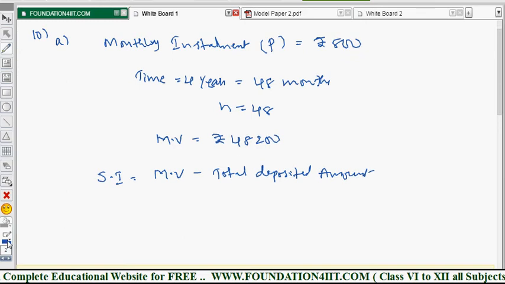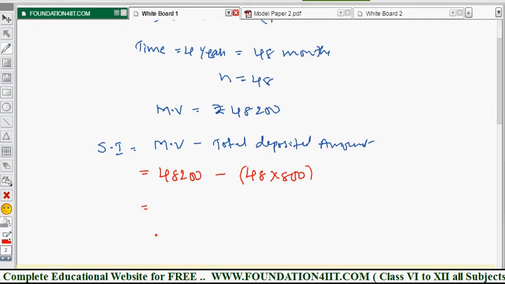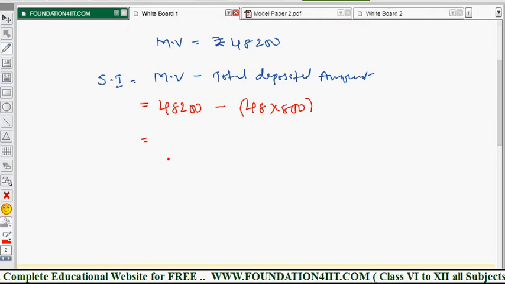To find this, the maturity value is 48,200 minus the total deposit amount, which is 48 months and every month 800. This is the total deposit amount. Now if you subtract both, that is the simple interest. 48 into 800 is 38,400. Subtract this from 48,200 and the simple interest amount is 9,800.